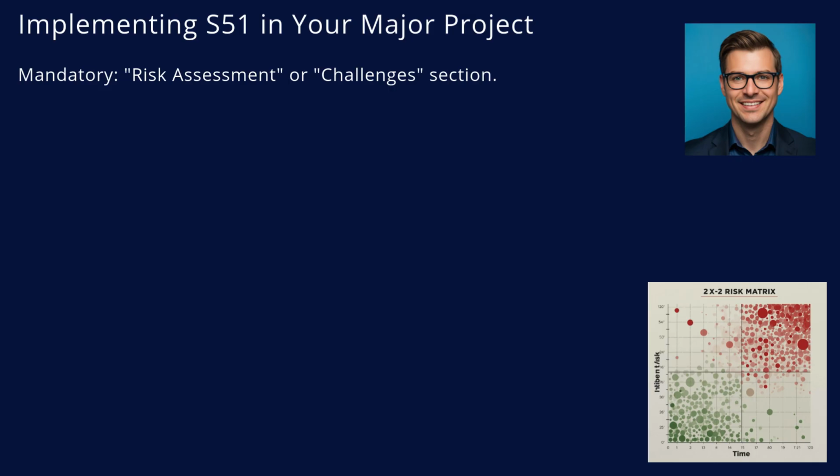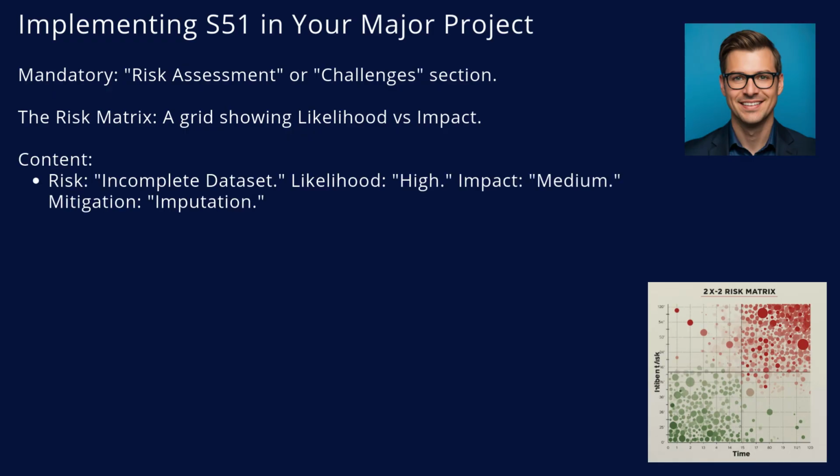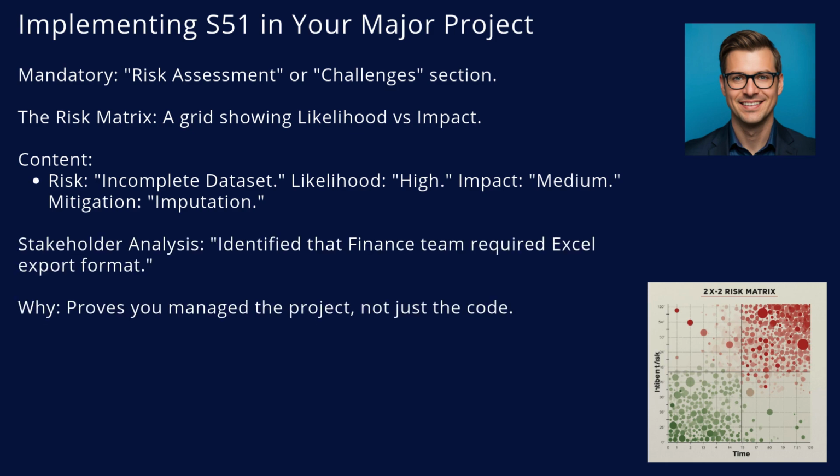In your major project, S51 is your risk assessment chapter. Include a risk matrix. Plot your barriers on a grid of likelihood versus impact. List the specific barriers. Risk, incomplete dataset. Mitigation, I used mean imputation to fill the gaps. Include a stakeholder analysis. I identified that the finance team would reject a web dashboard, so I ensured an Excel export was available. This proves you managed the project environment, not just the code.